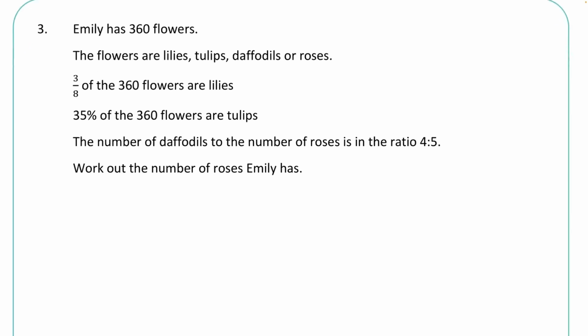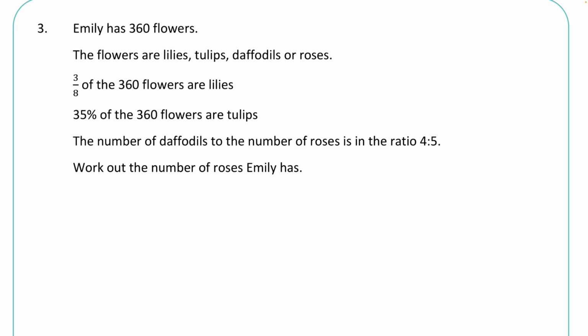Question 3 is looking at fractions, percentages and ratios. So here we have Emily has 360 flowers. The flowers are lilies, tulips, daffodils or roses. 3/8 of the flowers are lilies, 35% of the flowers are tulips, and then the daffodils to roses are in the ratio 4:5. Work out the number of roses Emily has.